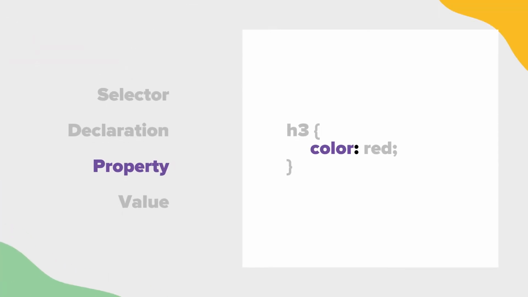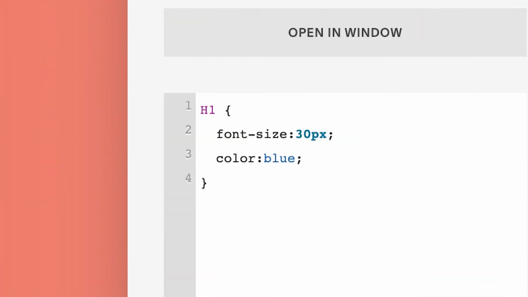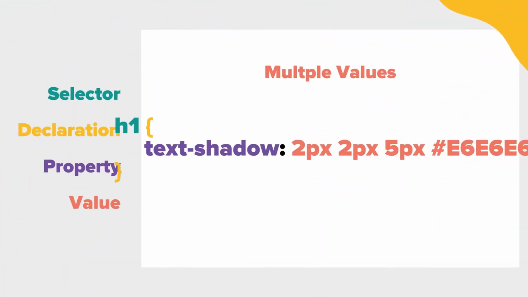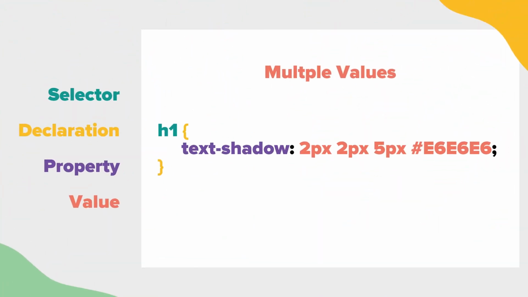And that transitions us to our final CSS element, values. A value is literally the value of a property. So if you had a property that was font size, you might have a value of 30 pixels. Or if you have a property of color, you might have a value of blue. Some properties have multiple values, which are separated by a space, while other properties can hold a single value. It just depends on the type of property you are trying to edit. Once you've defined all of a property's values, you can put in a simple semicolon.